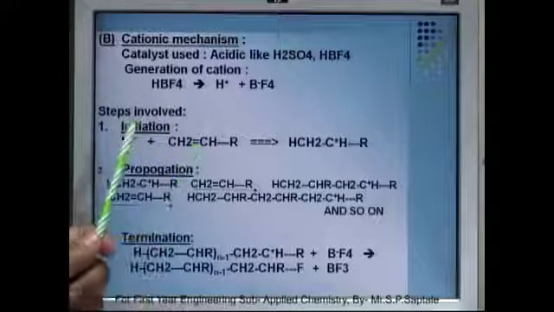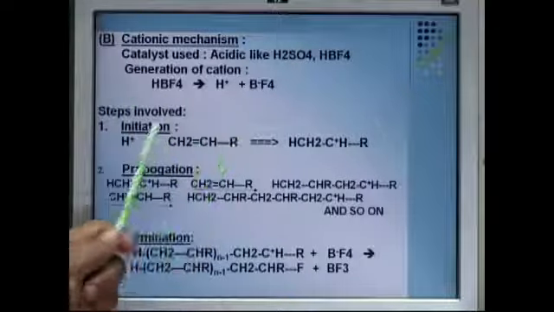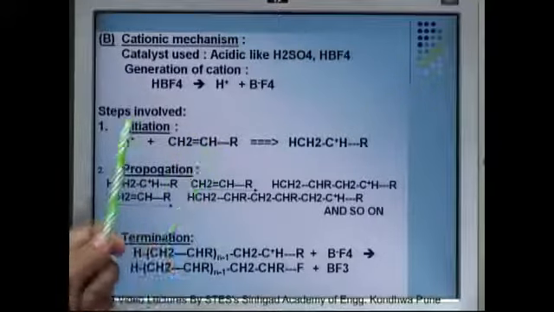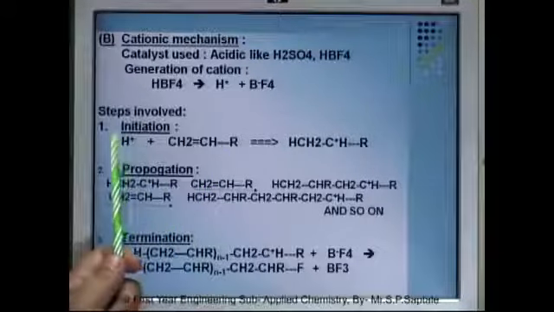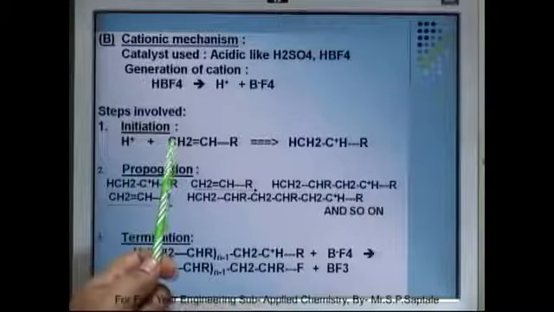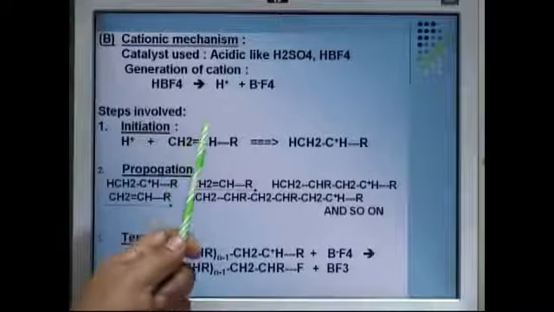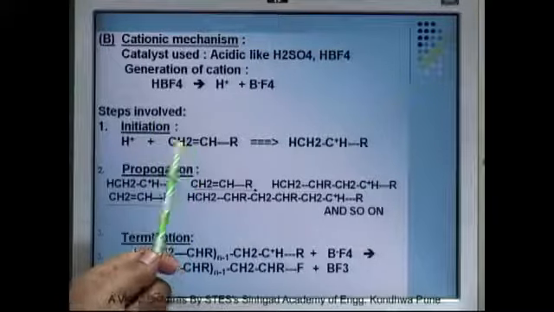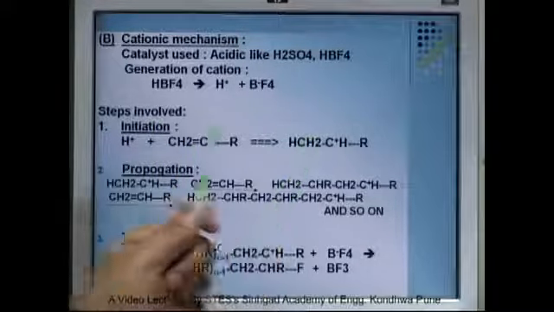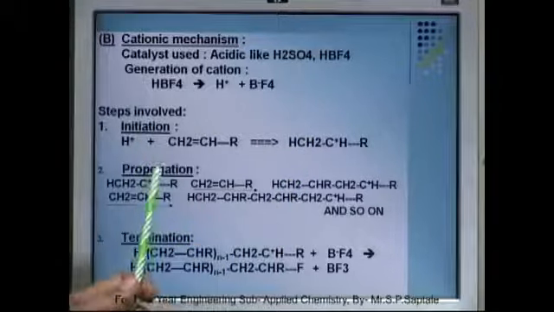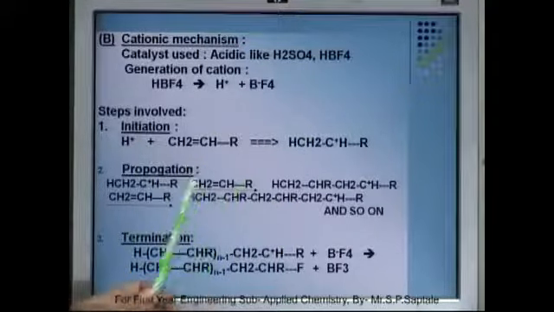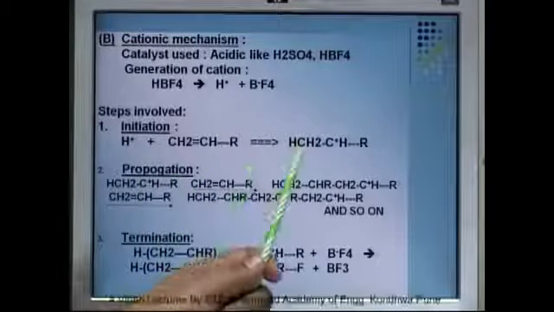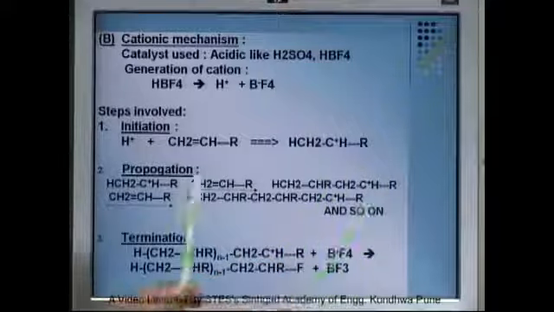Now in this, the monomer taken is propylene, CH2CH, CH3, where R is the group. So initiation: this H+, that means the cation, adds to the first monomer, and the monomer gets activated. In this way the initiation of the monomer takes place. The second step is the successive addition of monomers to the first monomer, which is propagation, nothing but the addition of a number of monomers, and this process goes on.